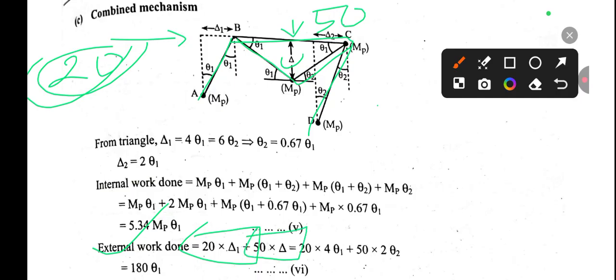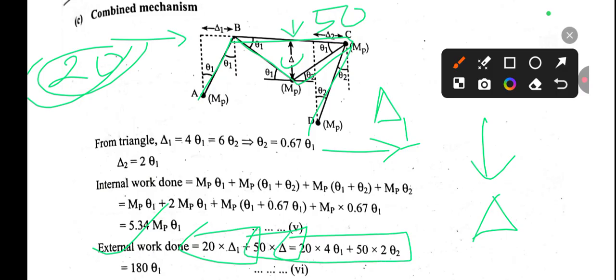Okay, so due to vertical load, the deflection will be delta, and due to this horizontal load, deflection will be delta 1. So total external work can be written as 20 into 4 theta 1. In the place of delta 1 can be written 4 theta 1 and delta 2 theta 2. So in overall we get external work done is 180 kilo theta 1. And this theta 1 can be written as 4 times theta 1. And this is 6 meter.